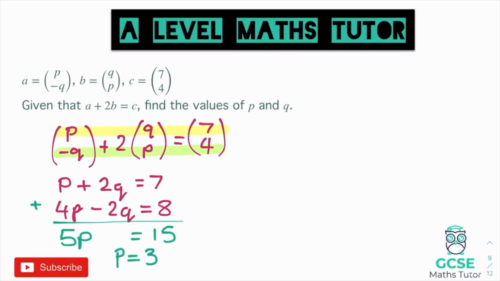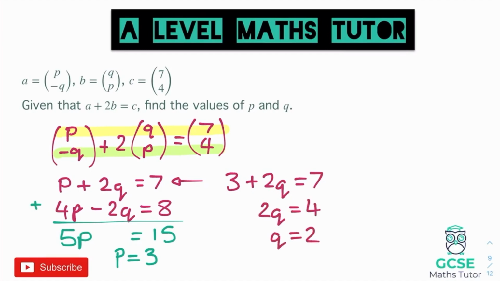Now we've got our value of P. Just like with normal simultaneous equations, we're just going to substitute that back into one of these equations up here. So we'll sub it into the top one. So if P is 3, we get 3 plus 2Q is equal to 7. We can subtract 3 from both sides. So 2Q is equal to 4, and divide by 2, Q equals 2. And there we go, we've solved that question. Just highlight our 2 answers there, because we've got P equals 3 and we've got Q equals 2.